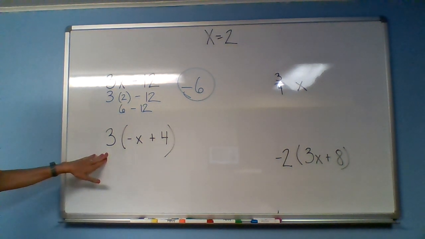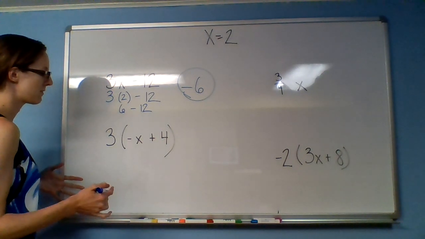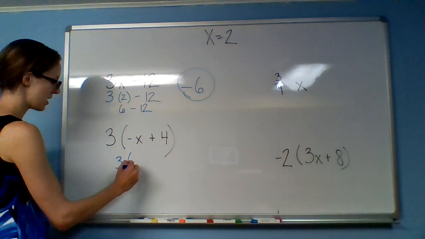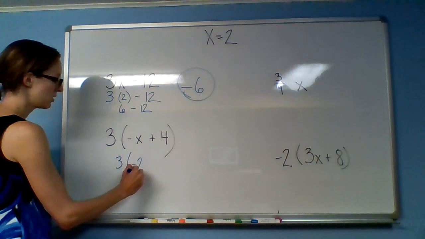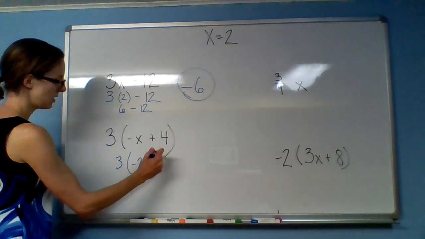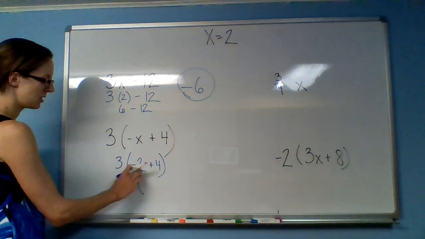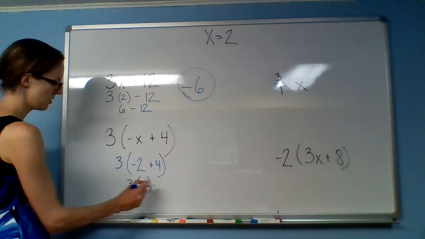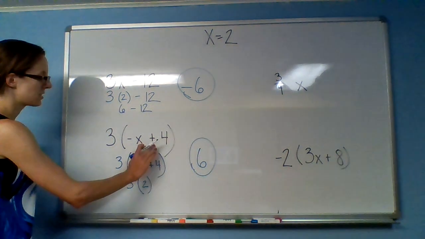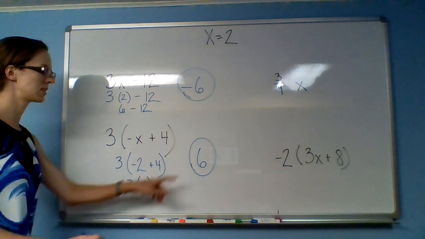3 times the quantity, there's that parentheses that we talked about yesterday, we have to do that part first, of negative x plus 4. So 3 times whatever negative 2, because it was negative x plus 4 equals, that means we're going to do 3 times negative 2 plus 4 is 2. 3 times 2. When I evaluate this expression for x equals 2, it equals 6.